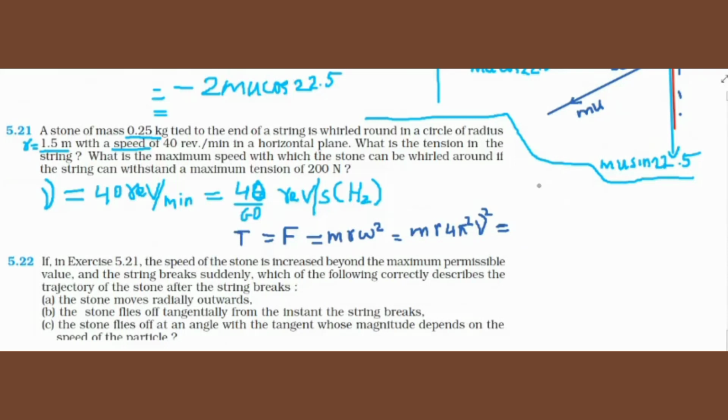Now for the second part of the question, tension is given. Tension is 200. It is equal to, you can directly use the formula mv square by r. v square by r is also the equation for centripetal acceleration. Cross multiply this equation, T you have to take as 200, r is there, m is there, cross multiply the equation and find the value of v, the maximum velocity. So find the value of tension in the first case, find the value of velocity in the second case. So we can solve question 21.